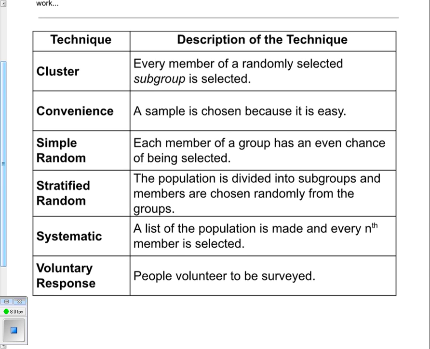You are going to have to understand what these 6 techniques are, how you would apply them, and in what situations they are most appropriate. Technique number 1 that we're going to take a look at is what we call the cluster technique.